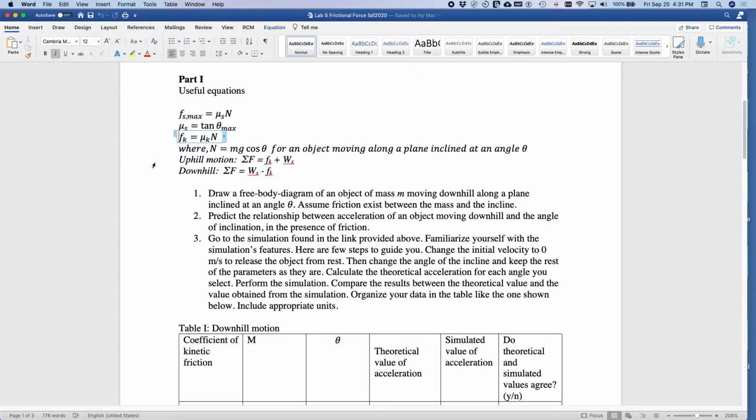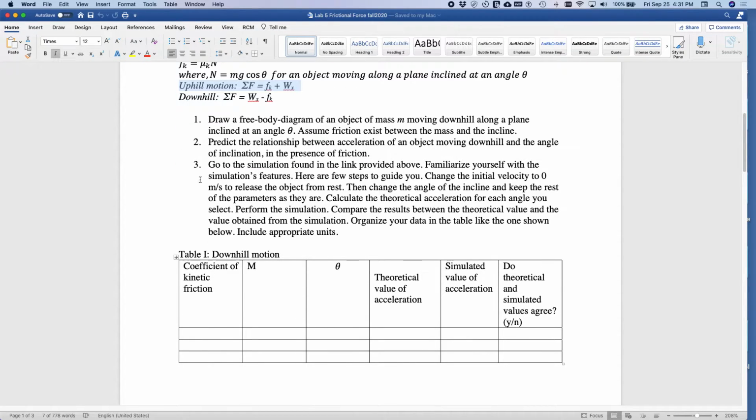Other useful equations are these two here. For uphill motion, the total sum of the force is equal to the kinetic frictional force plus the x component of the weight force. For downhill, it's the same equation except there's a negative sign here, which means this total value of force should be smaller than the value of force we find in uphill motion. That also means the object sliding downhill will have less acceleration than the same object sliding uphill.